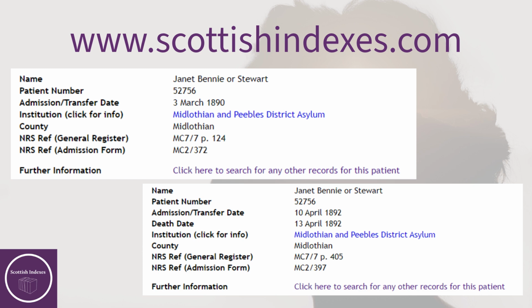We learn from these index entries that Janet was first admitted on the 3rd of March 1890, then again on the 10th of April 1892, and she died on the 13th of April 1892. The date of death on the second admission will help you identify the person. Which entry should you order though? You may wish to see both, but if you only want to order one, we would recommend the first admission as it will probably have more detail.